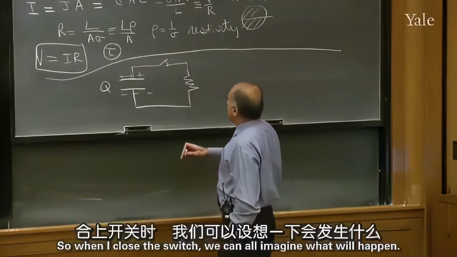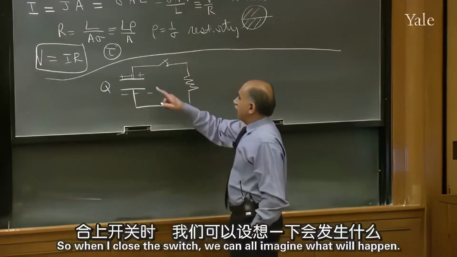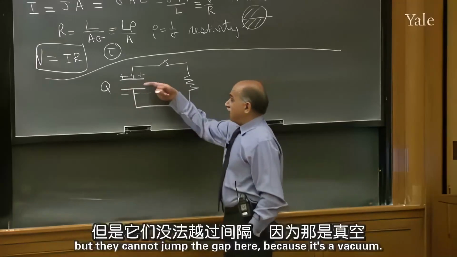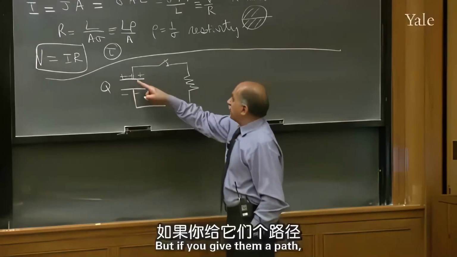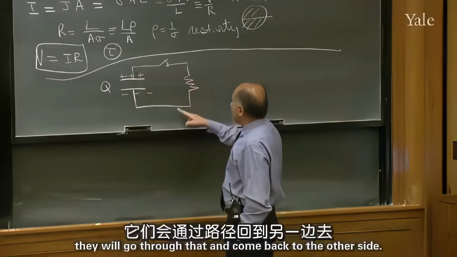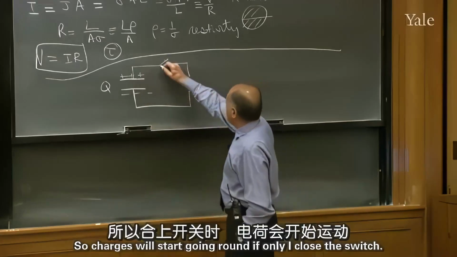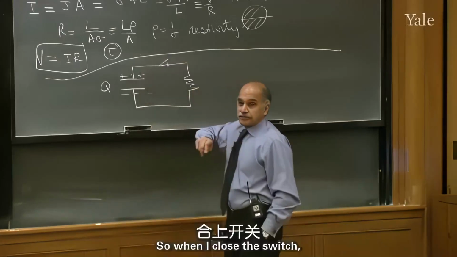So when I close the switch, we can all imagine what will happen. These positive guys are dying to get over to the negative side, but they cannot jump the gap here because it's a vacuum. But if you give them a path, they will go through that and come back to the other side. So charges will start going around if only I close the switch.